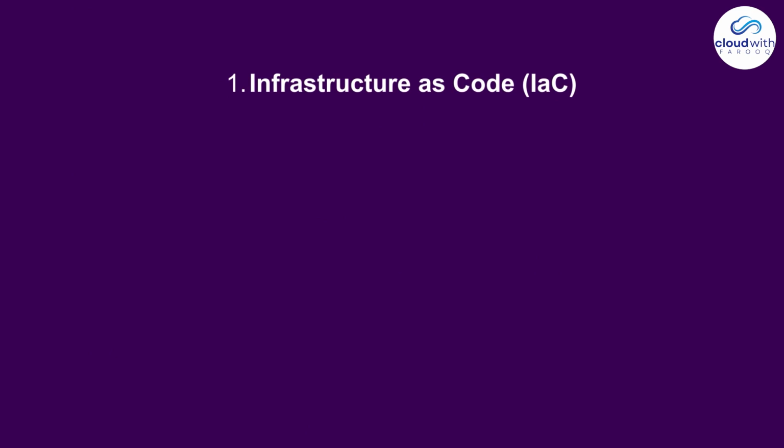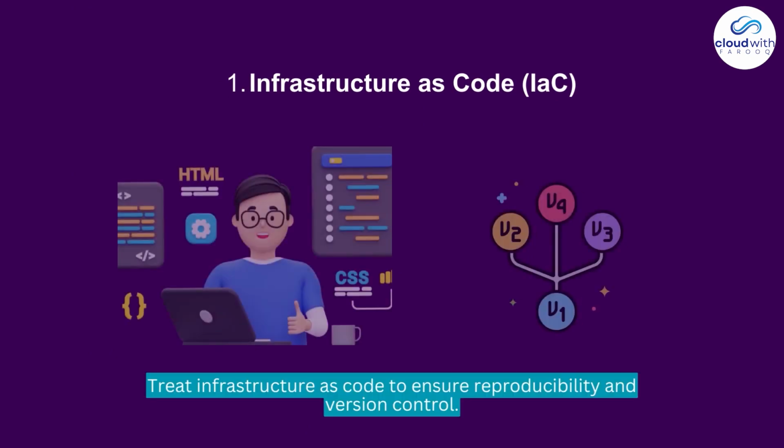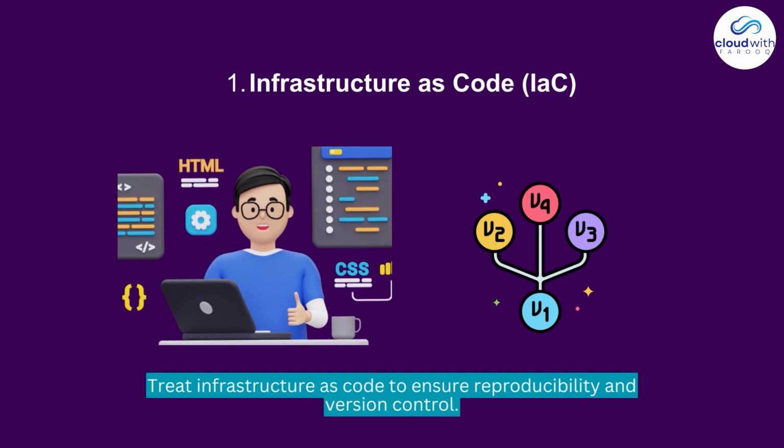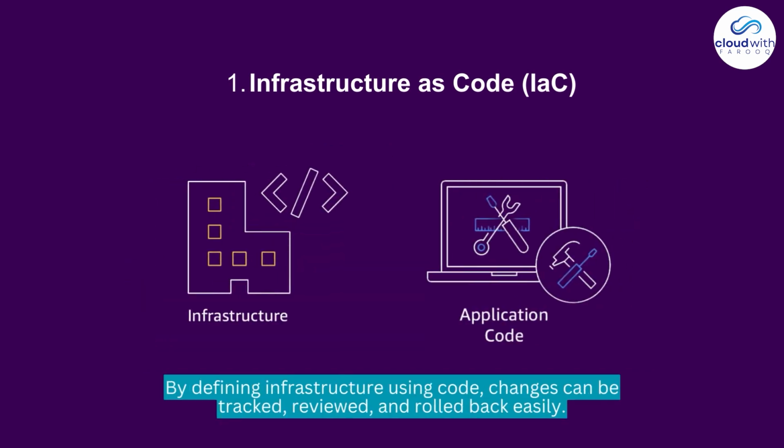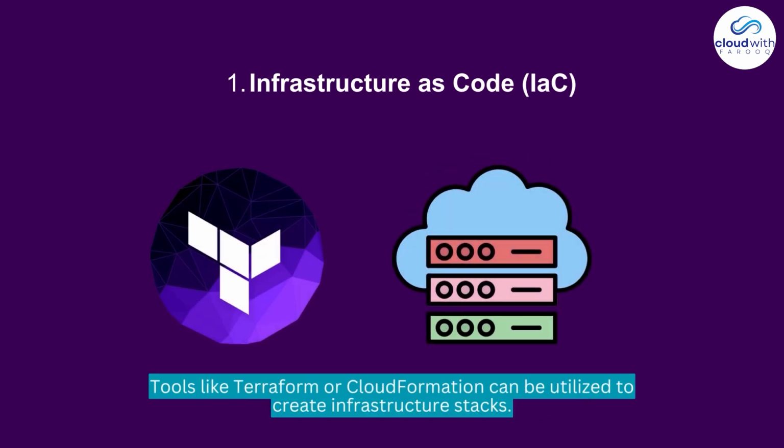Number 1, infrastructure as code. Treat infrastructure as code to ensure reproducibility and version control. By defining infrastructure using code, changes can be tracked, reviewed, and rolled back easily. Tools like Terraform or CloudFormation can be utilized to create infrastructure stacks.